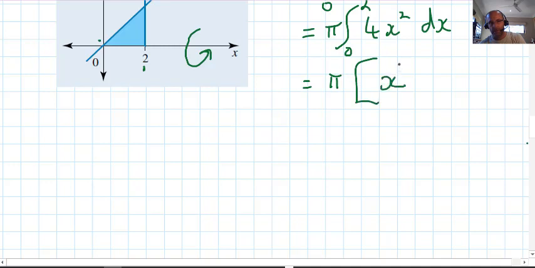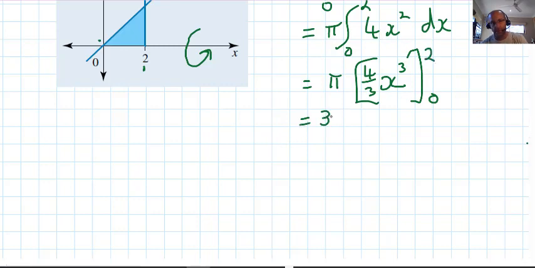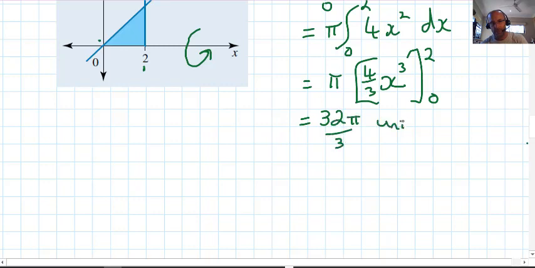And we go ahead and integrate between 0 and 2. And we get 32 pi on 3 cubic units. So cubic units because it's a volume.